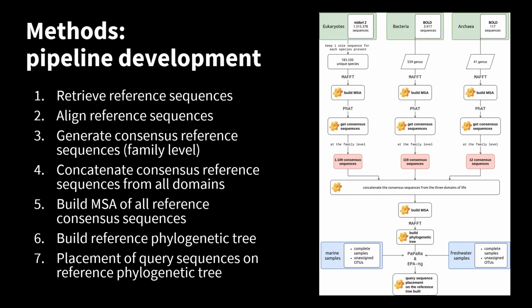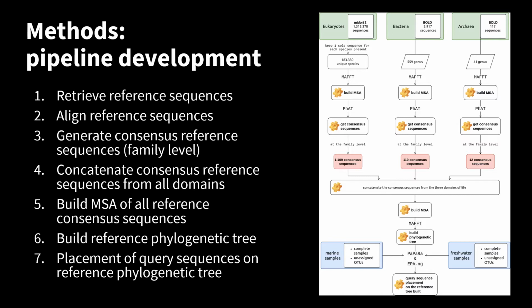So with that end goal in mind, we developed a pipeline that would allow us to easily place our unknown sequences onto a phylogenetic tree containing 3 important domains of life: the eukaryotes, the bacteria, and archaea. We built a reference phylogenetic tree that included as much CO1 sequence information across those 3 domains. An overview of the steps that we followed is shown in the figure on the right. We retrieved over 180,000 eukaryote sequences from the Midori 2 database. And then we used the API of the BOLD database to retrieve bacteria and archaea sequences.